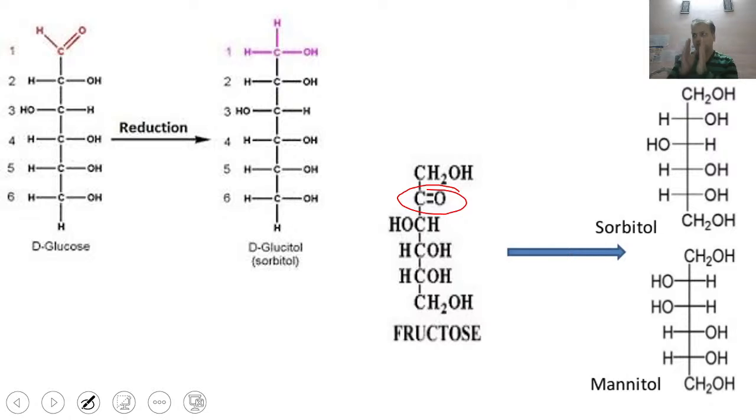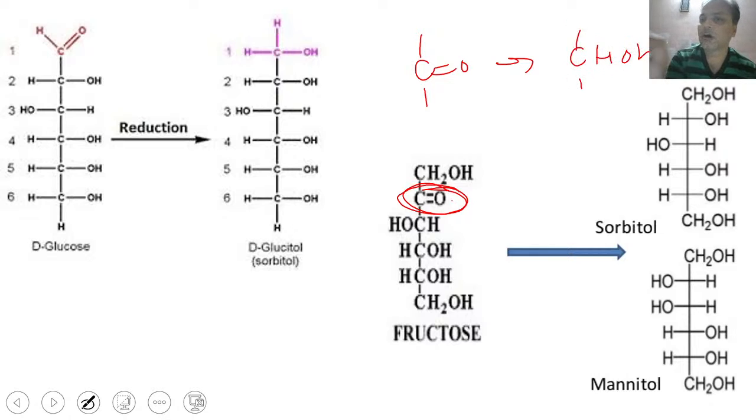So I have told you that whenever you have an aldehyde or ketone, if you reduce it, the reduction of aldehyde and ketone gives you the corresponding alcohol. So this carbon, which has this type of structure, is the ketonic group. So this ketonic group is going to be converted into CHOH. Now, how are you going to write this CHOH?